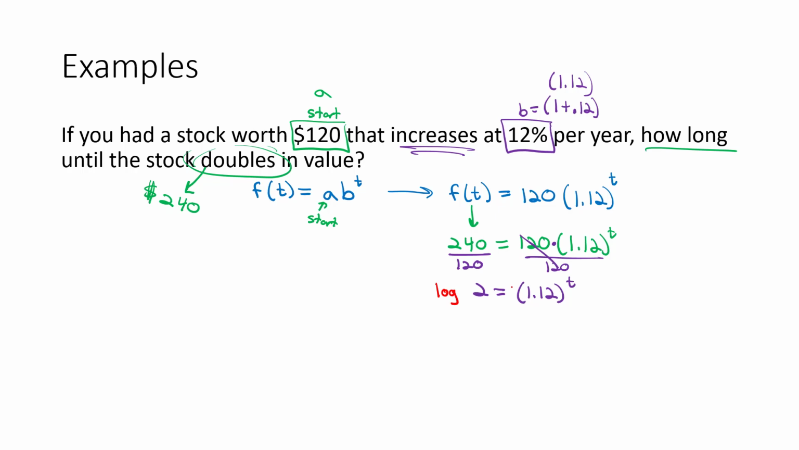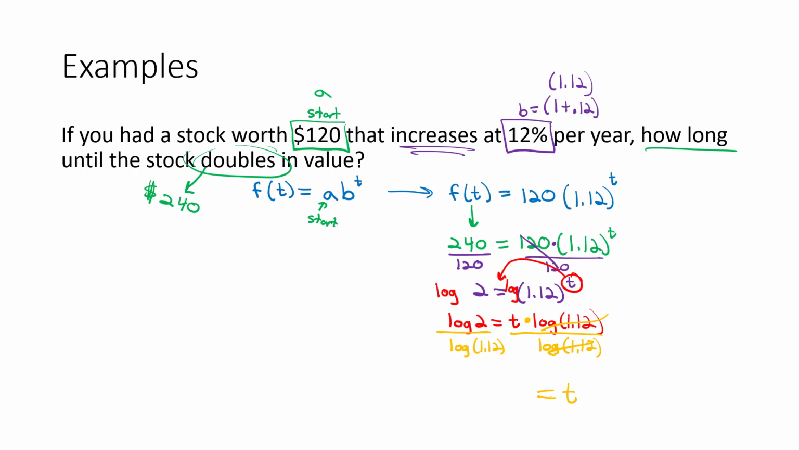And then take that log of base 10 of both sides. Because when we take the log, that exponent of t is going to move out front. So the log of 2 equals t times the log of 1.12. We want the t alone, so to undo the multiplication, we divide by the log of 1.12 on both sides. And now we will know how long it's going to take my stock to double at 12% per year.